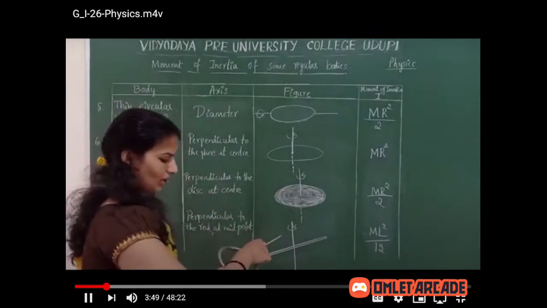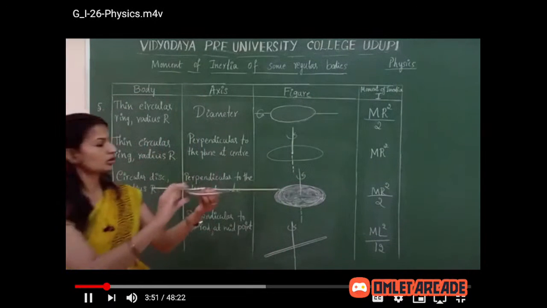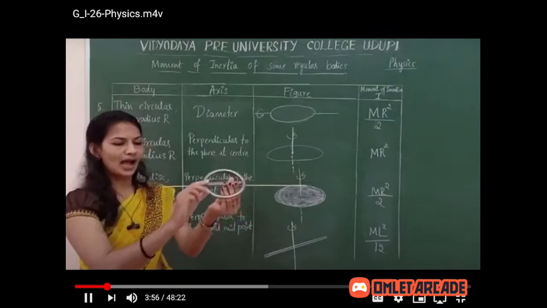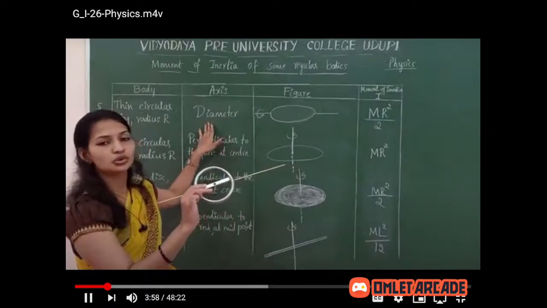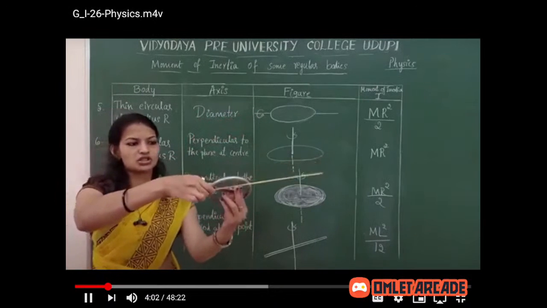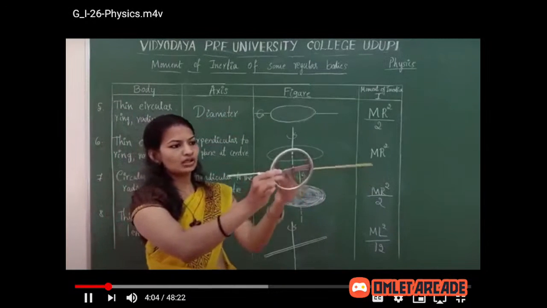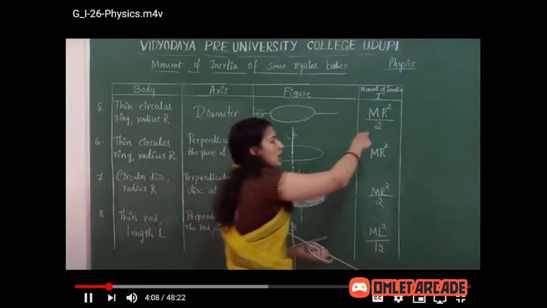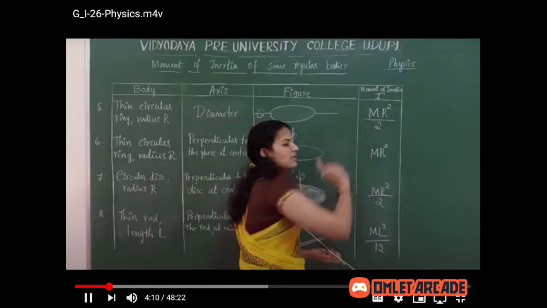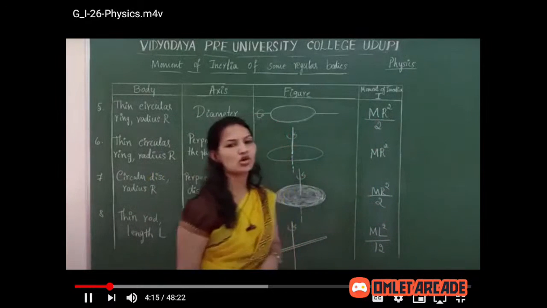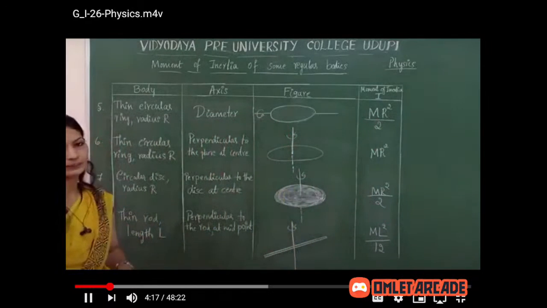So like this, circular ring. It is rotating about the axis which is passing along the diameter. So rotation is like this. In this case, the moment of inertia is mr square by 2, where m is the mass of the circular ring and r is the radius of the circular ring.